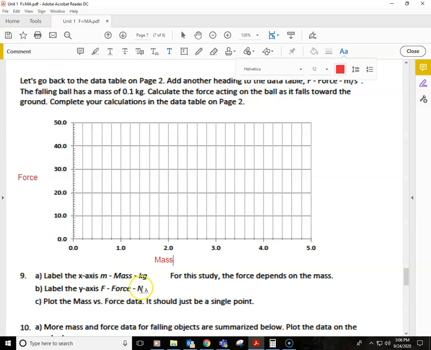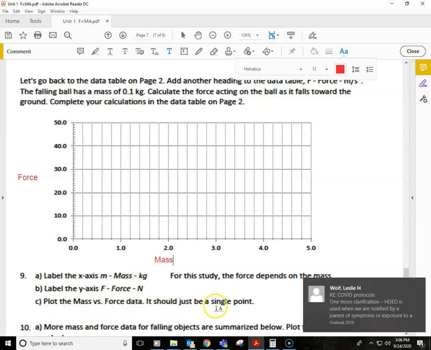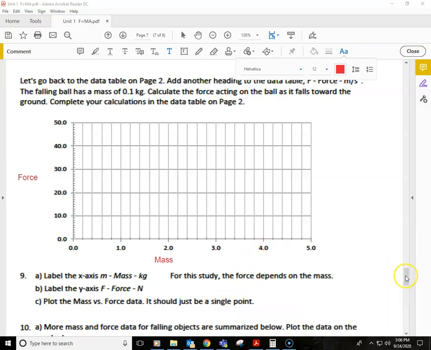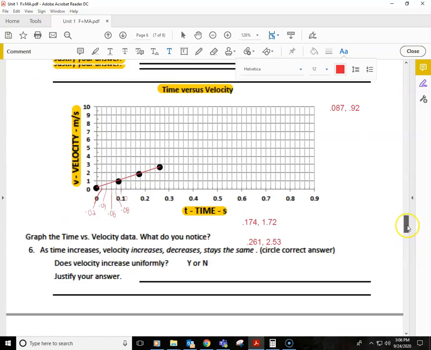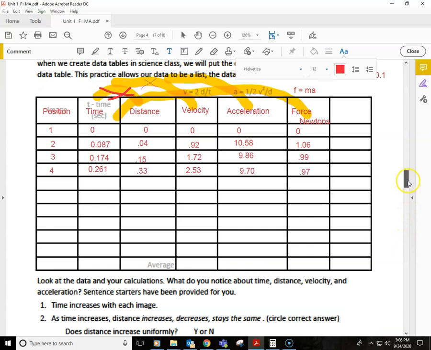Here's the N for newtons of force. I already did that. Plot the mass versus force data. It should just be a single point. Oh, I get it. Because the ball always had the same mass. The ball was always 0.1 kilograms, right? So really the best thing to do for this one, after you get all 10 of these, find the average force.